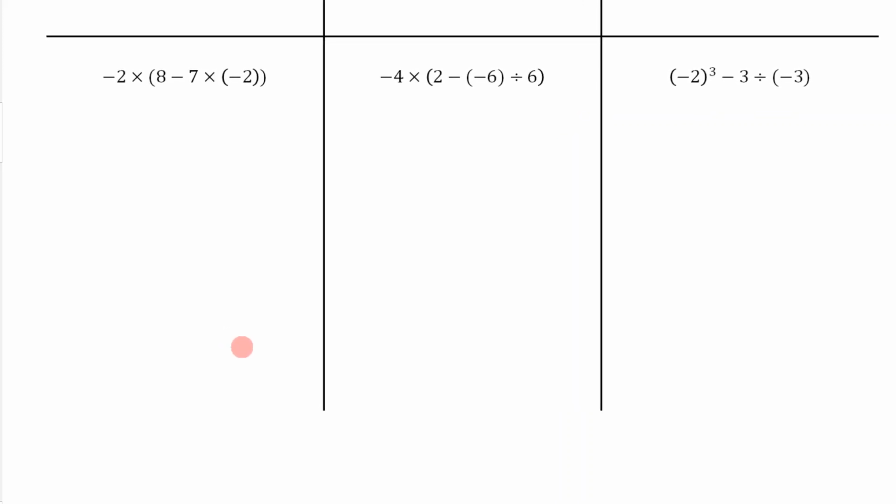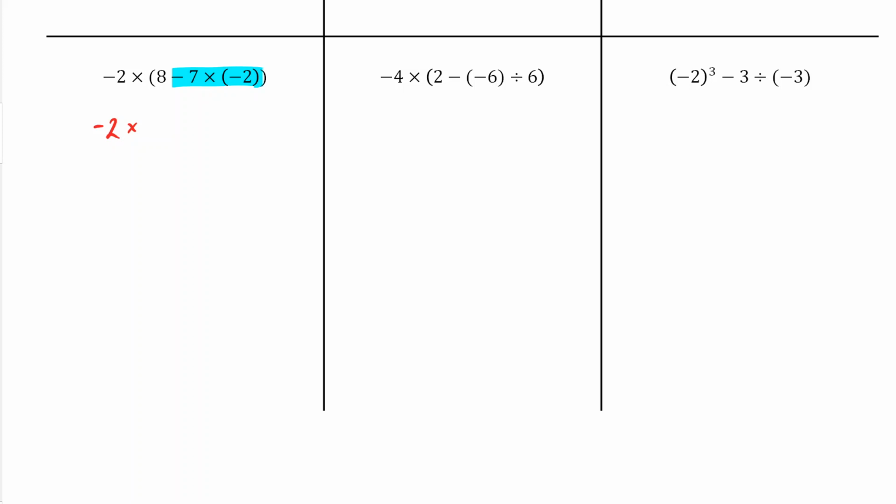All right, so hopefully you've given it a go. Let's do this. All right, the first thing I'm going to do is I've got negative 2 here. I'm just going to rewrite it because I know I'm going to do what's inside the brackets first. So let me just highlight that. I'm going to do what's inside the brackets first. But as you can see, inside the brackets, I have a subtraction and a multiplication. And I'm going to do the multiplication first because remember, multiplication comes before subtraction.